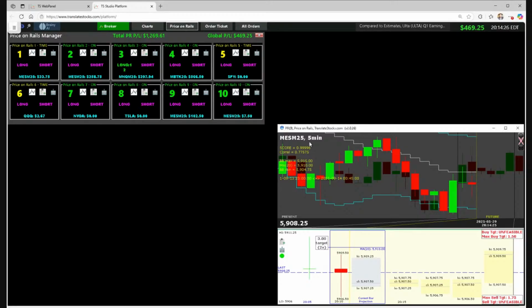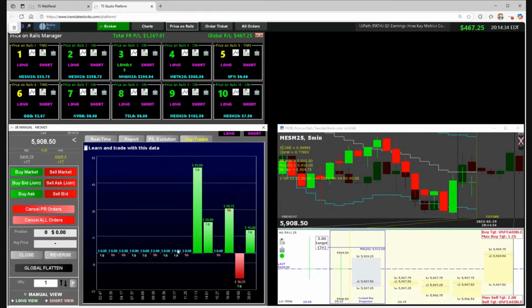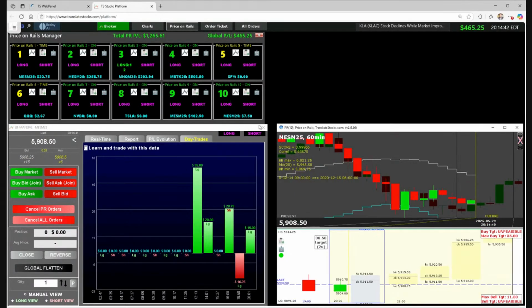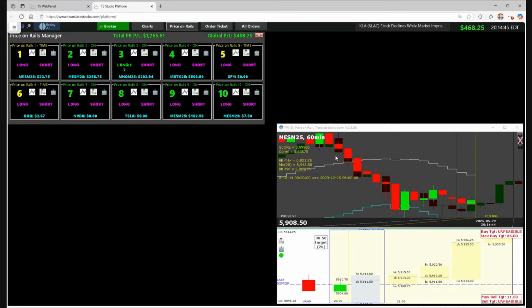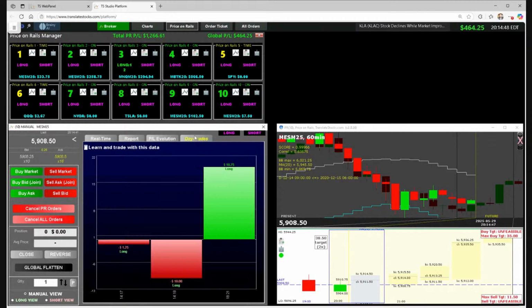I have this one trading with the 5-minute chart. So we have the MES trading with the 5-minute chart. You can see here that we have a lot of missed trades, and then a lot of trades that went well. And we have the same thing for the 60-minute chart, the 1-hour chart. Here we can see that we have 3 entries: 2 losses and 1 profit with this strategy.